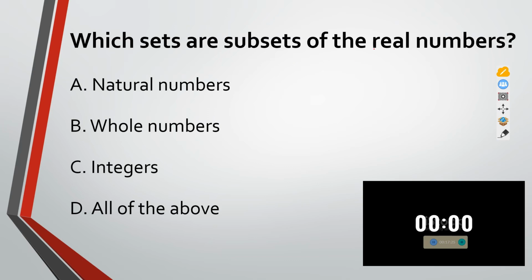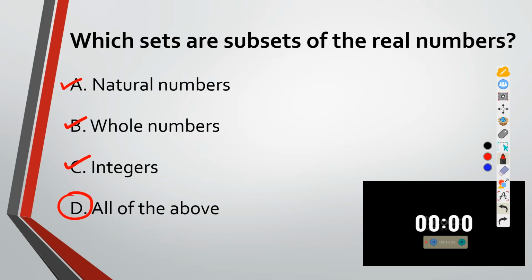Which sets are subsets of real numbers? So natural numbers, they are subsets. Whole numbers, they are subsets. Integers are also subsets. So actually our answer means all of the above numbers are subsets of real numbers, because the real numbers include all rational and irrational numbers on the number line. For example, integers, fractions.